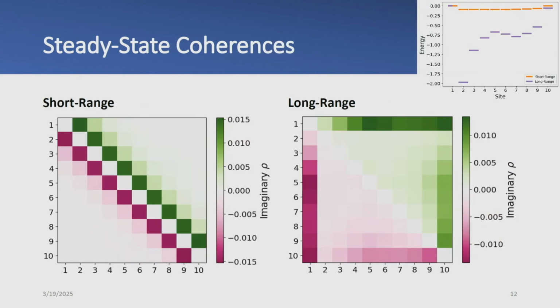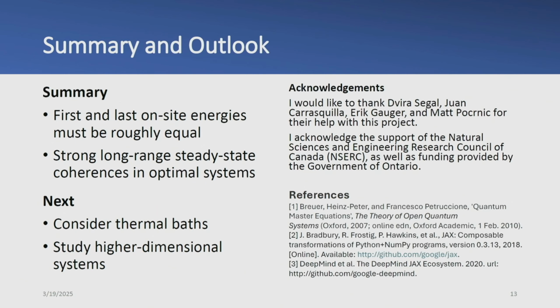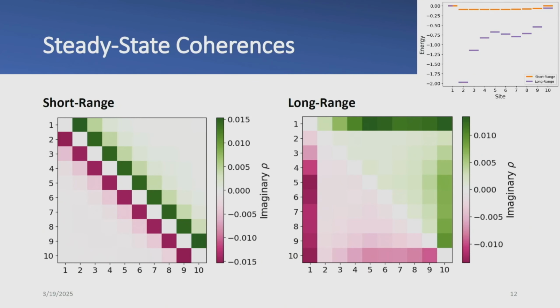So if I look at the steady state coherences in the site basis of this 10-site model, we can deduce some explanation of why these are the optimal profiles. Here on the left with the short-range coupling, probably unsurprisingly, I see strong coherences between adjacent sites, and I think you can see on the screen too that there's some weaker coherences between next nearest neighbors, which leads us to believe that the transfer is just hopping from one site to the next through the whole chain.